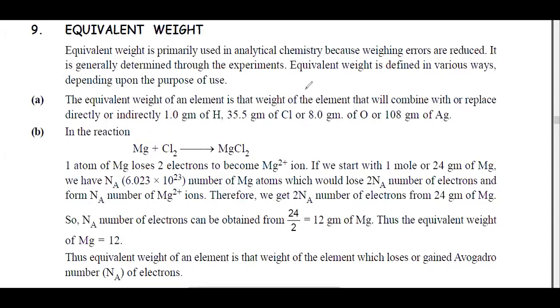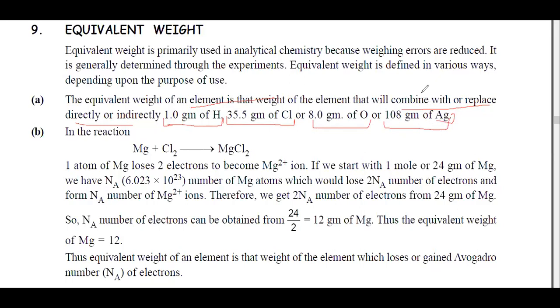So what is the definition of equivalent weight? I can say that equivalent weight is the weight of an element that will combine with or replace, directly or indirectly, 1 gram of hydrogen, 35.5 gram of chlorine, or 8 gram of oxygen, or 108 gram of Ag. These are just taken as a reference, because something has to be taken as reference, right?